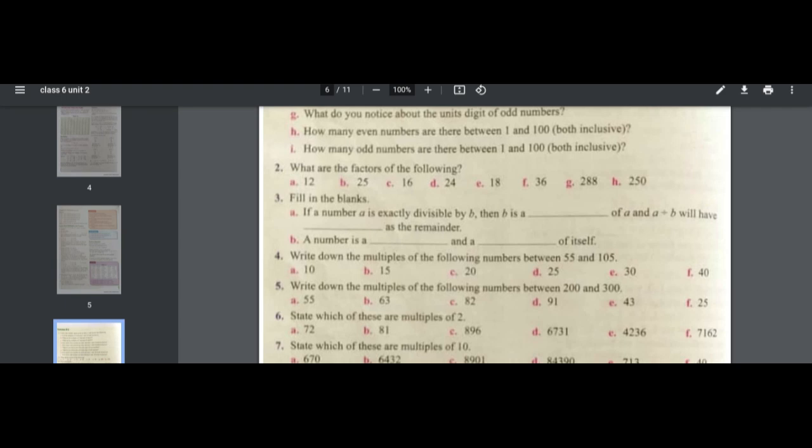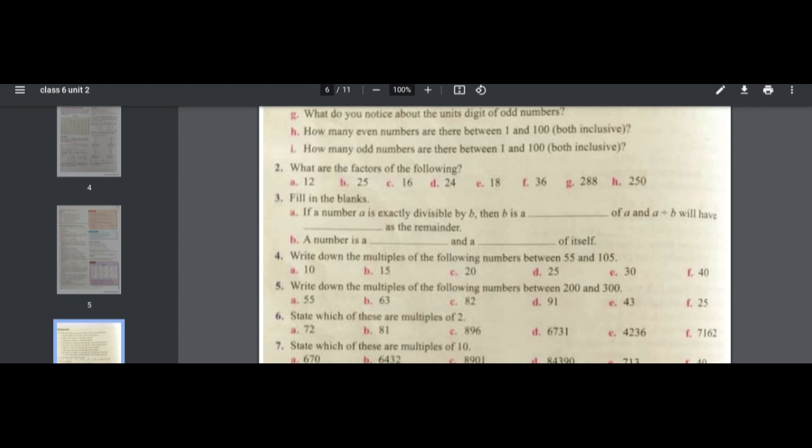Yes. Now we have to do question number 7. State which of these are multiples of 10. Now we have to find the multiples of 10. Remember that the number that contains 0 at the end is exactly a multiple of 10. 670. It is possible. 6432. Not possible. 0 should be at last.